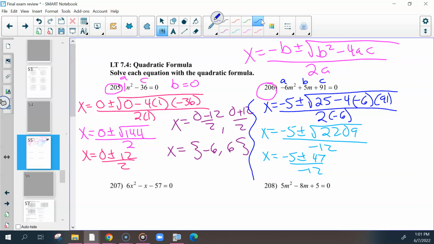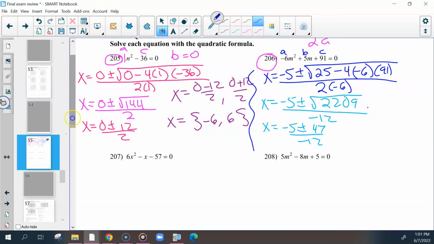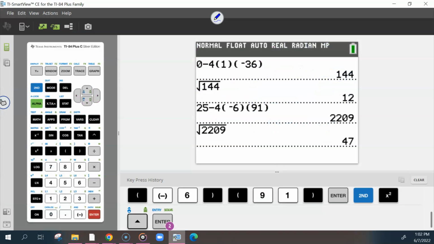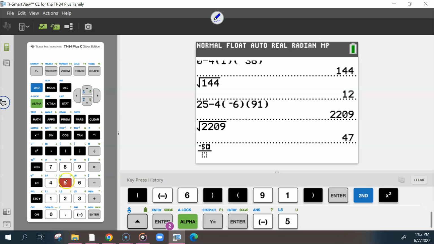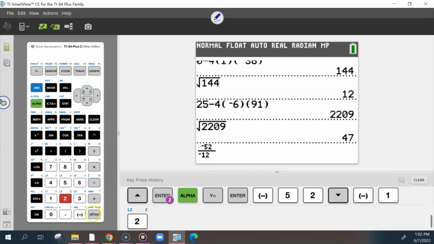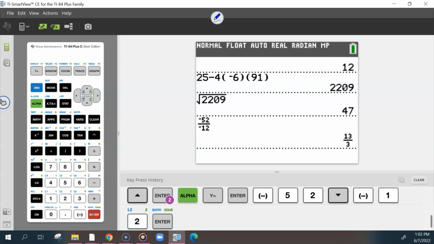So then we can separate it into our 2 fractions and then simplify and find our answers. So we have negative 5 minus 47 over negative 12 and negative 5 plus 47 over negative 12. -5 minus 47 would be -52. And I can put that in my calculator. Alpha y equals would give me my fraction. -52 over -12 would give me 13 over 3.